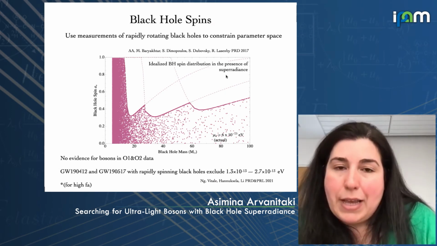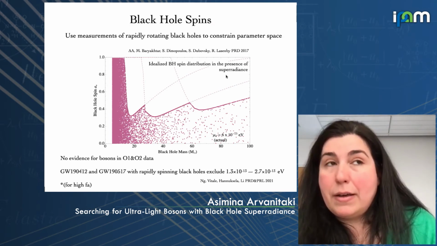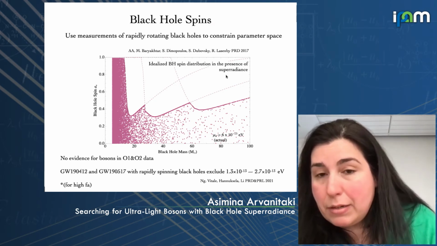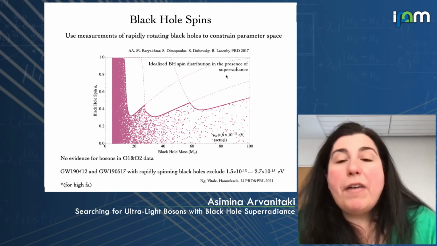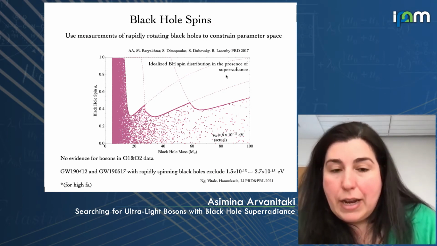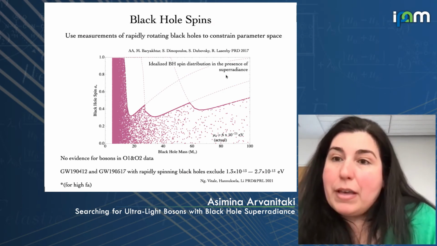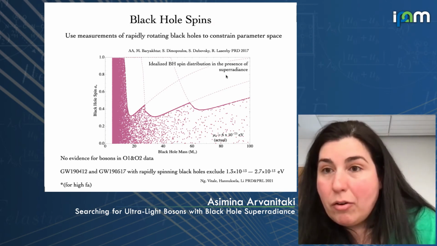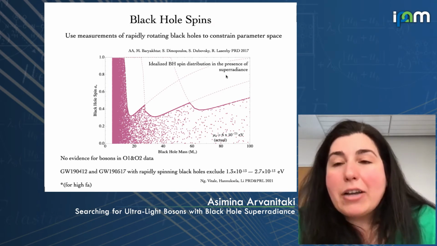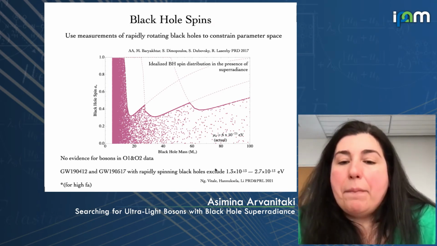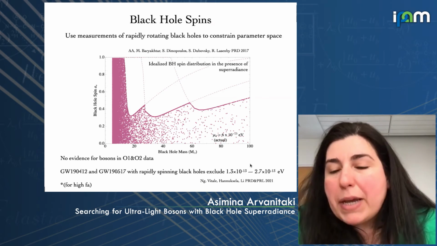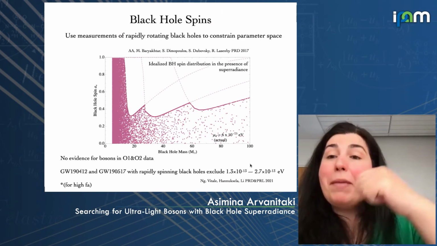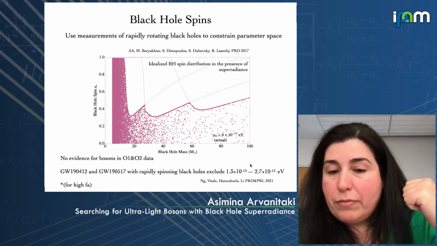If there is superradiance happening, it will affect the spin distribution of merging black holes. So the fact that for events that LIGO has measured, we have even ever so slightly rough measurements of the spin of the black holes, that can actually place a constraint in this mass range, a factor of 2 in mass range around 10 to the minus 13 eV, that is complementary to the X-ray binary data that I showed before.